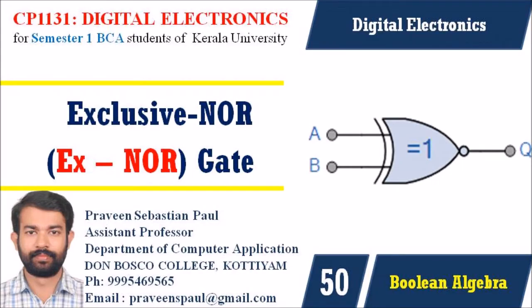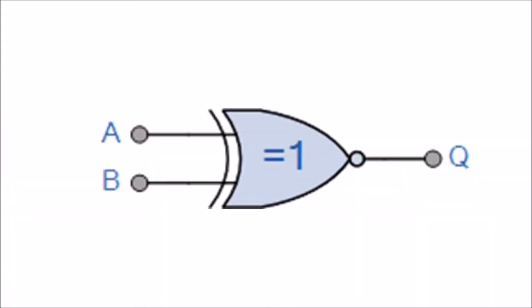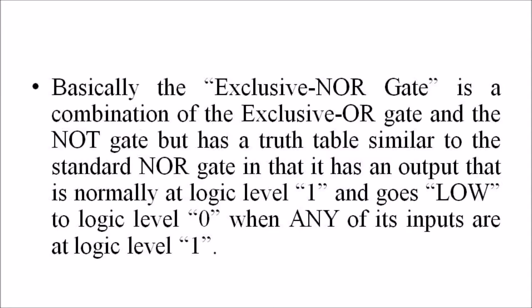In this lecture, we are discussing the exclusive NOR gate or simply XNOR gates. The exclusive NOR gate function is a digital logic gate that is a reverse or complementary form of exclusive OR function. Basically, the exclusive NOR gate is a combination of XOR gate and the NOT gate, but has a truth table similar to the standard NOR gate in that it has an output that is normally at logic level 1 and goes low to the logic level 0 when any of its inputs are at logic level 1.